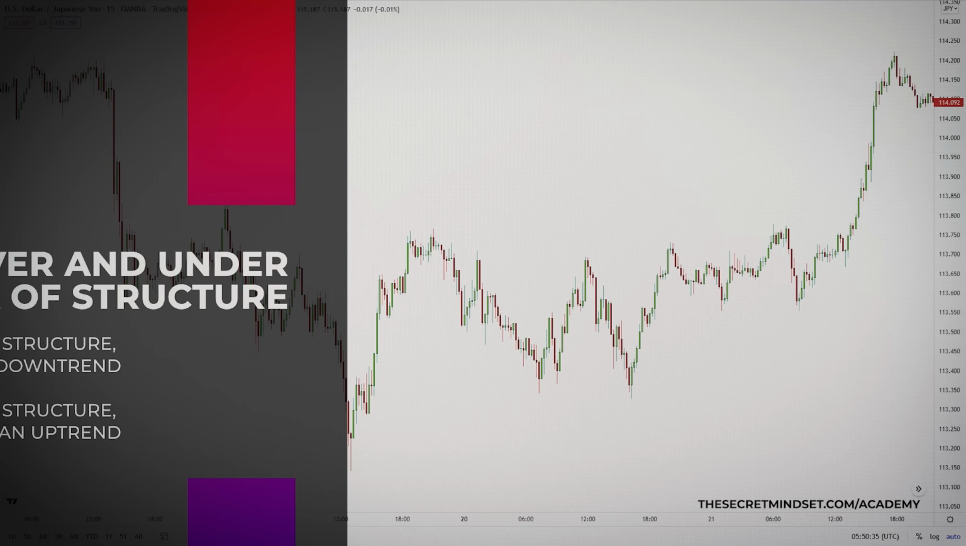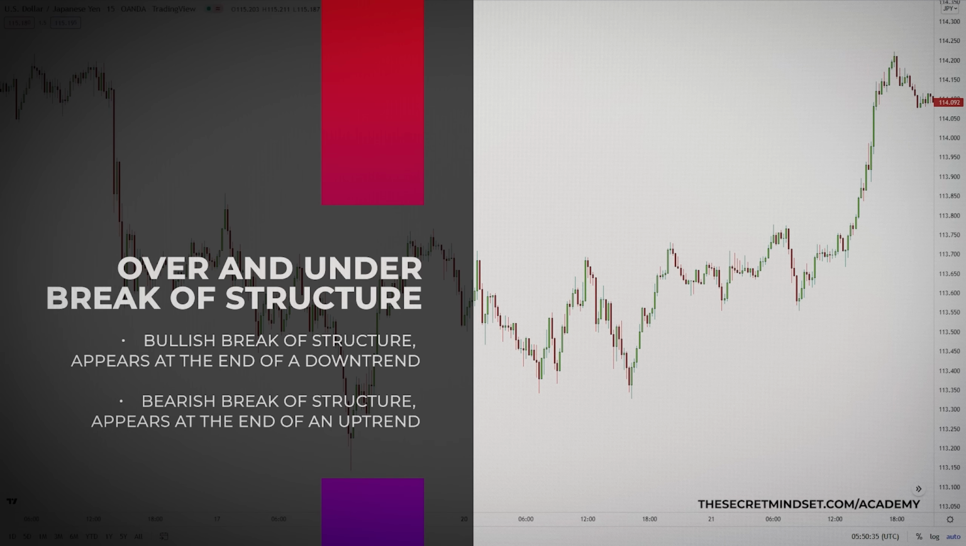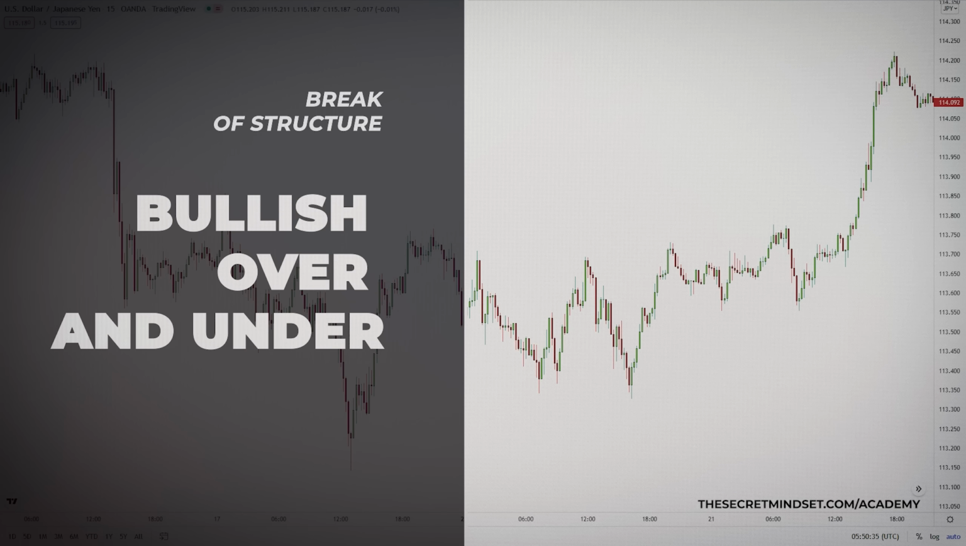We can distinguish two types of the pattern: the bullish break of structure, which appears at the end of a downtrend, and the bearish break of structure, which appears at the end of an uptrend. Here's how to easily find the bullish over and under pattern after a previous downtrend.